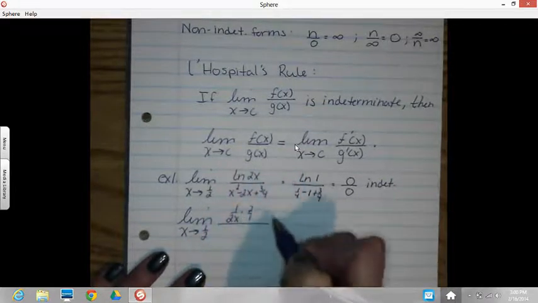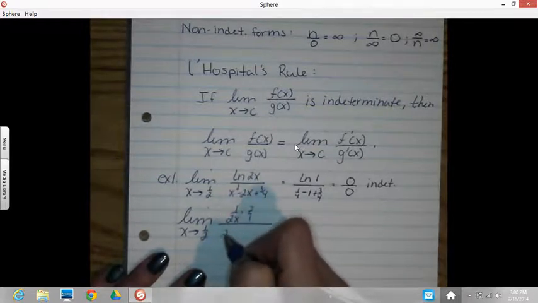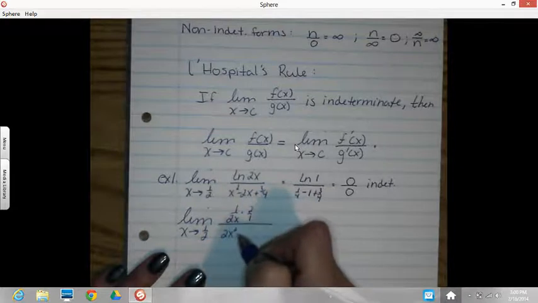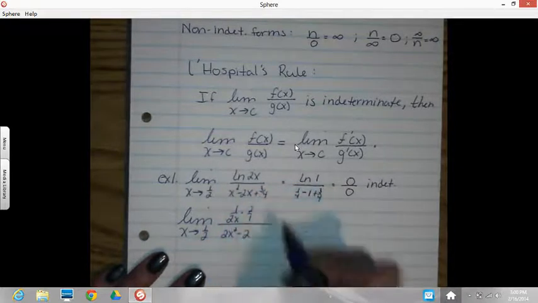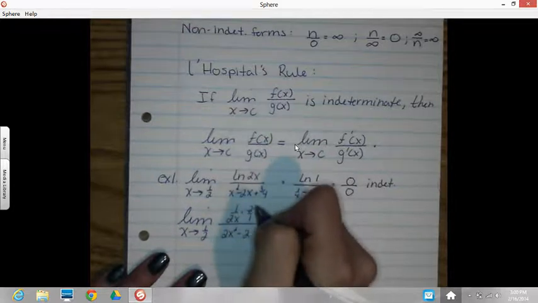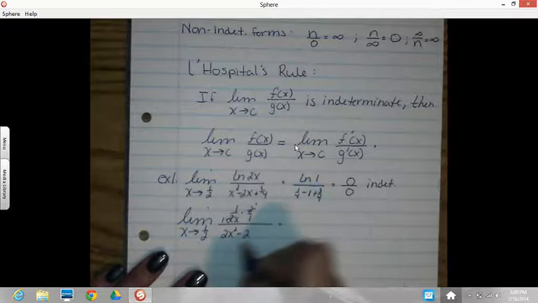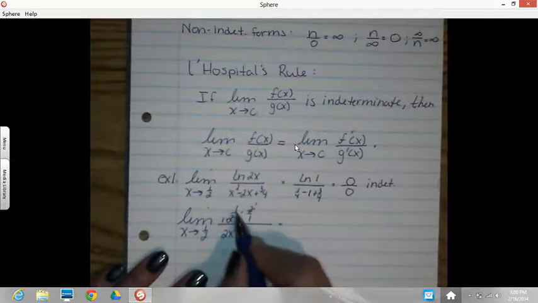The bottom, derivative of each term, that'll be 2x squared, minus 2, and that goes to 0. Now when I plug the 1/2 in, let me simplify this here. Let's cancel. So if I plug the 1/2 in, I'm going to have 1 divided by a half. That turns into 2.